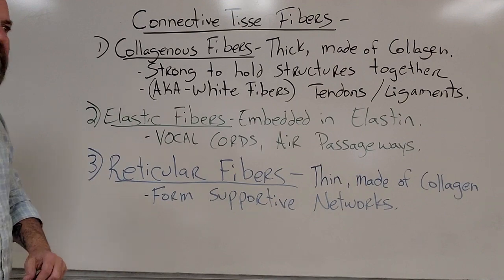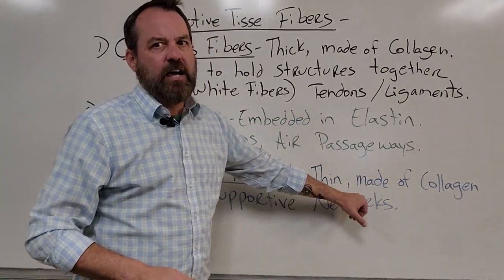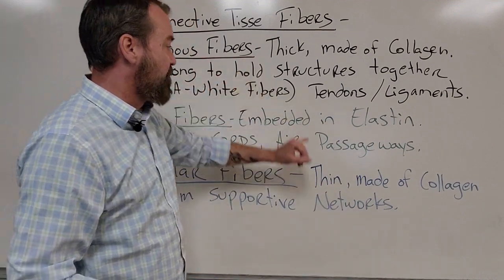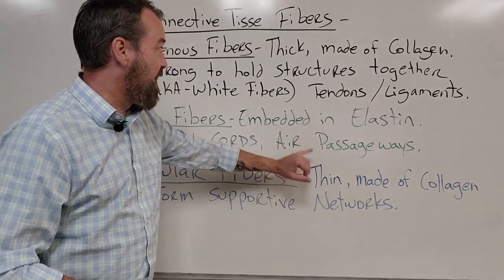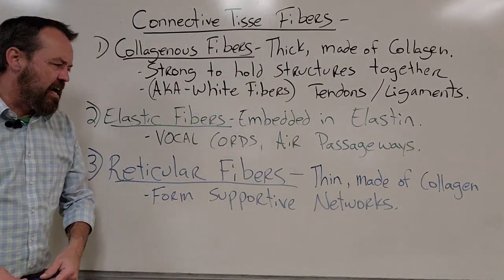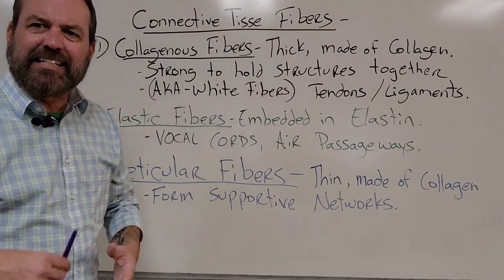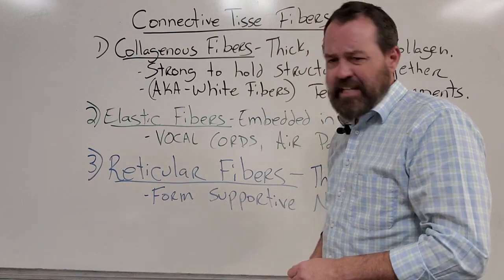And then lastly is our reticular fibers. Now they're a little tricky. They are thin, and they're also made of collagen. So our collagenous fibers are made of collagen, and our reticular fibers are also made of collagen, but these guys are thin where our collagenous fibers are thick. We find these with supportive networks around the body. Typically, they're going to support internal organ walls with our reticular fibers.